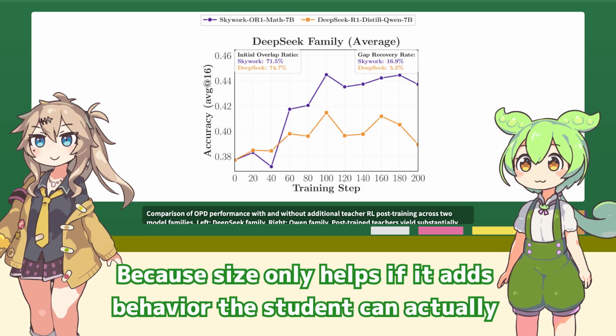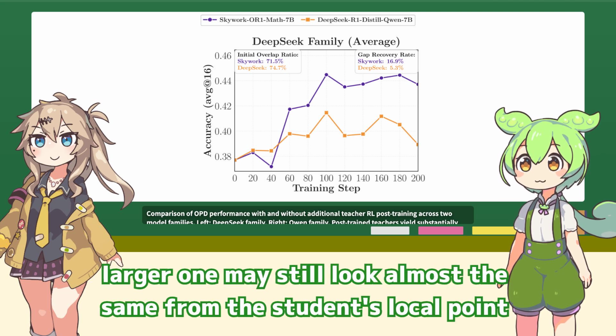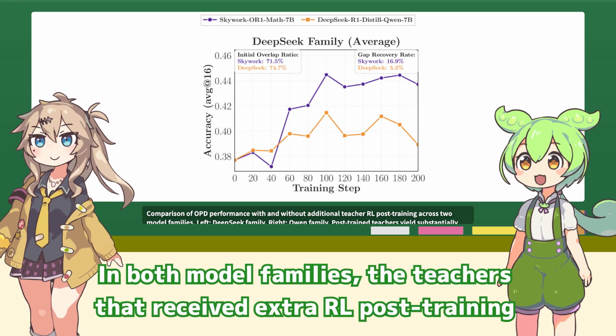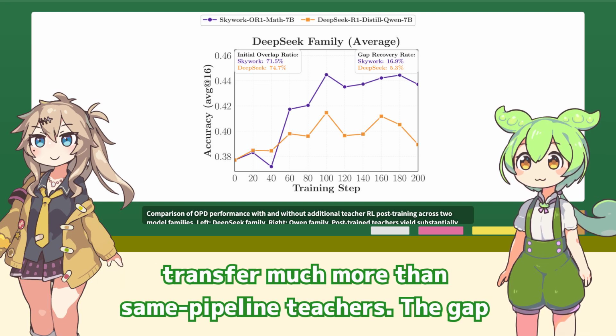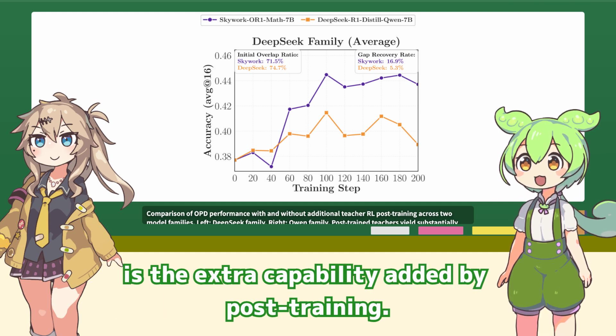Because size only helps if it adds behavior the student can actually reach and copy. When two teachers come from the same pipeline, the larger one may still look almost the same from the student's local point of view. What makes this comparison evidence for new knowledge instead of just more parameters? In both model families, the teachers that received extra RL post-training transfer much more than same-pipeline teachers. The gap recovery rate also rises. It is the extra capability added by post-training.